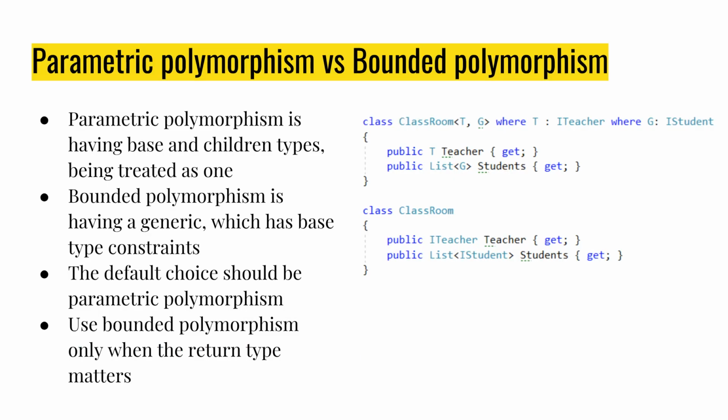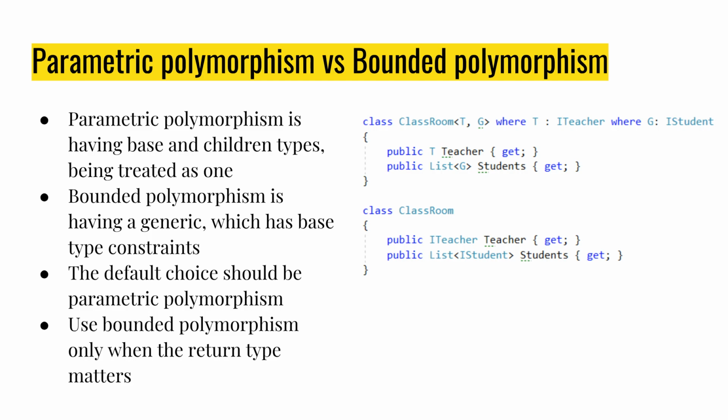So let's give more definition to it. Parametric polymorphism and bounded polymorphism. Parametric polymorphism is simply when you have a class with members, with fields or properties or functions, where the type is specific. It's an interface or a base class, but it is a parent type. And that's called parametric polymorphism. Bounded polymorphism is where you have a generic type, and that generic is with a constraint. That's the bound.